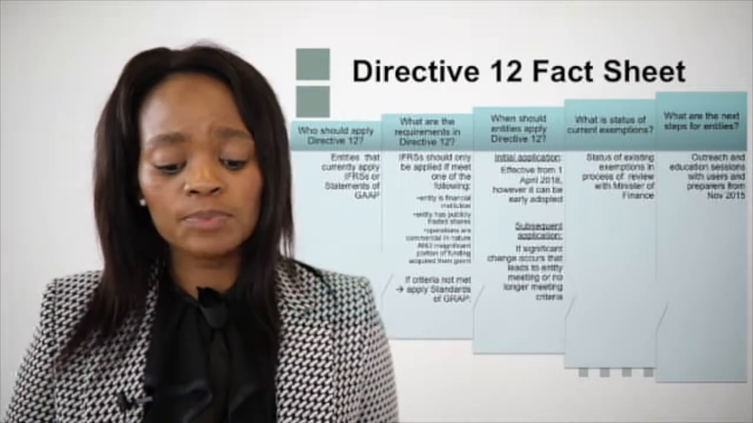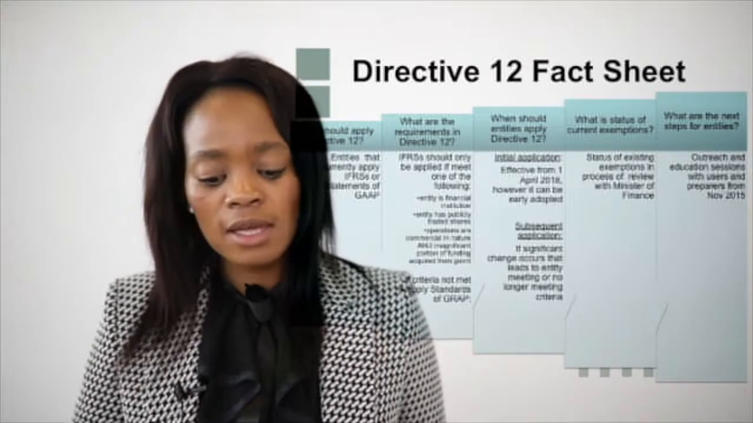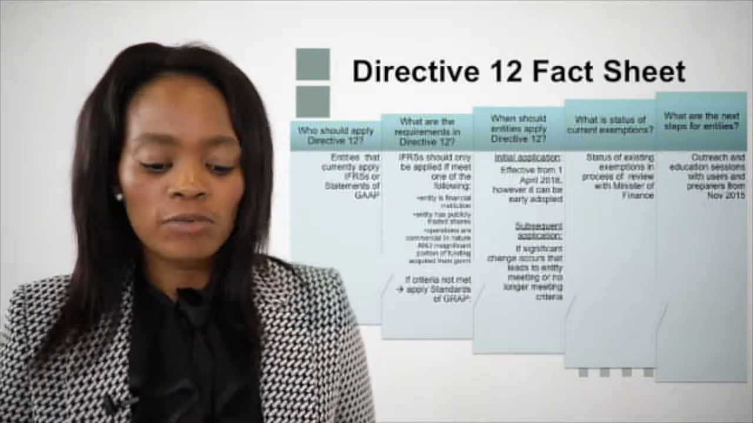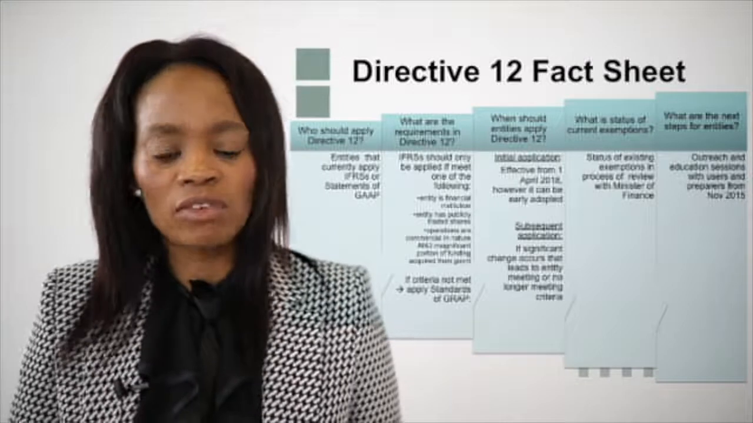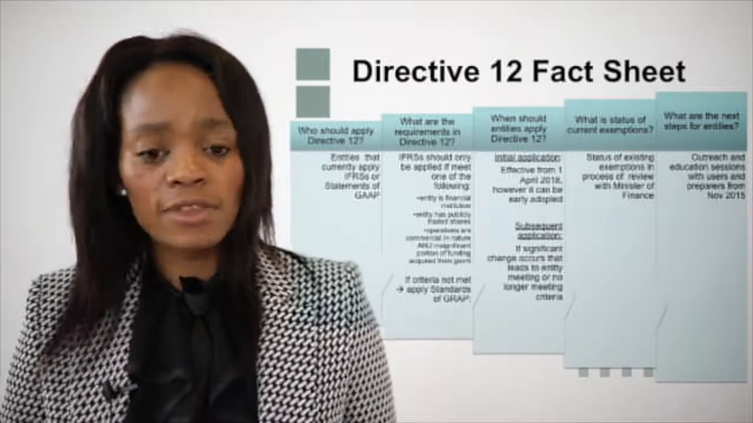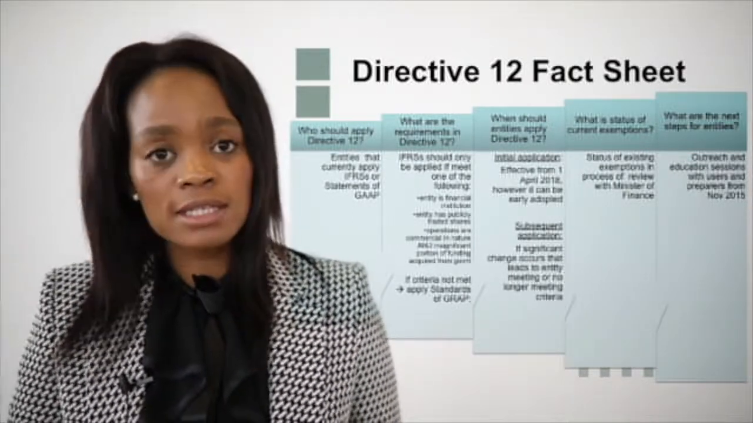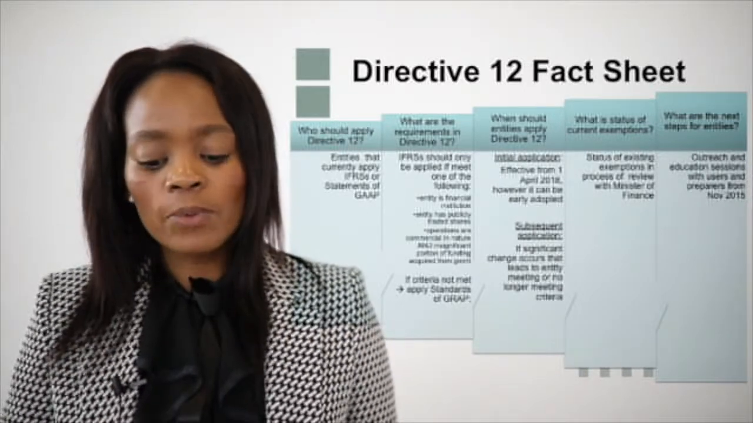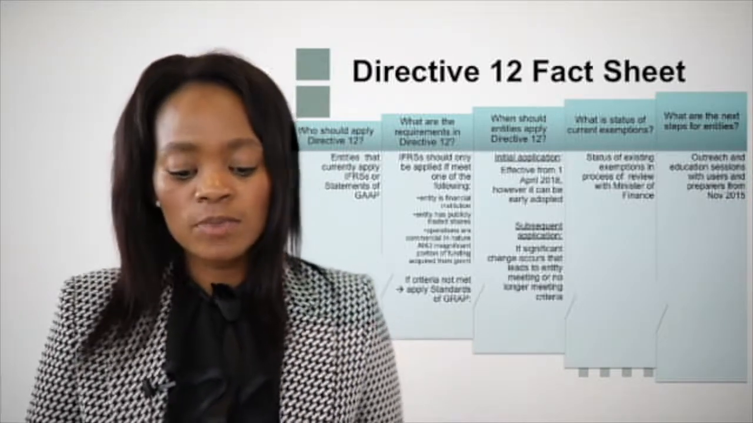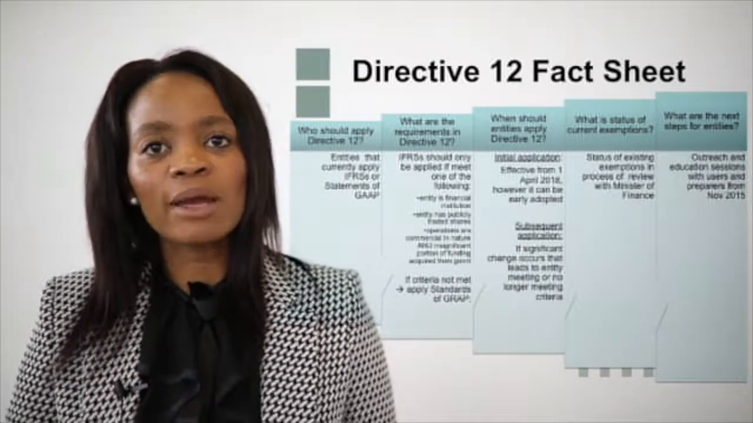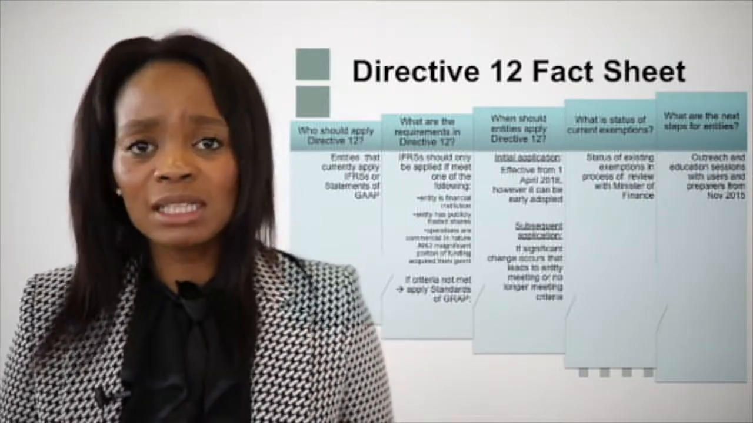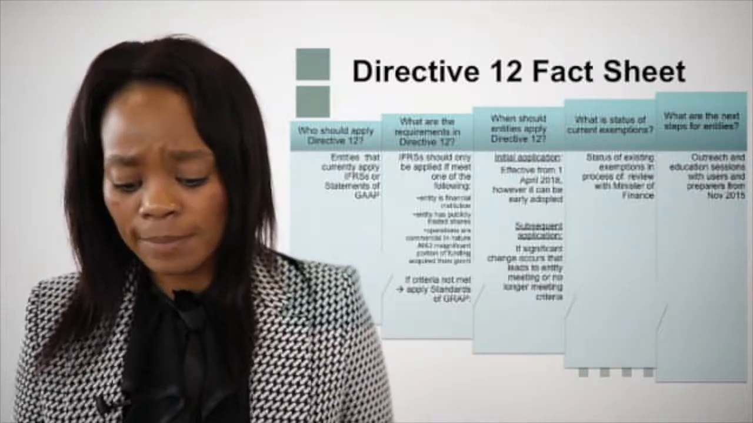not apply Directive 12. The requirements of Directive 12 basically say that an entity would apply IFRSs if it meets one of the following criteria that is outlined in paragraph 11 of the directive. So if that entity is a financial institution, if that entity has publicly traded shares, if that entity has operations that are commercial in nature and an insignificant portion of funding is acquired from government. So that is the criteria that we have outlined in paragraph 11. If you meet the criteria, then you apply IFRSs. If you do not meet the criteria, then you will apply standards of GRAP.